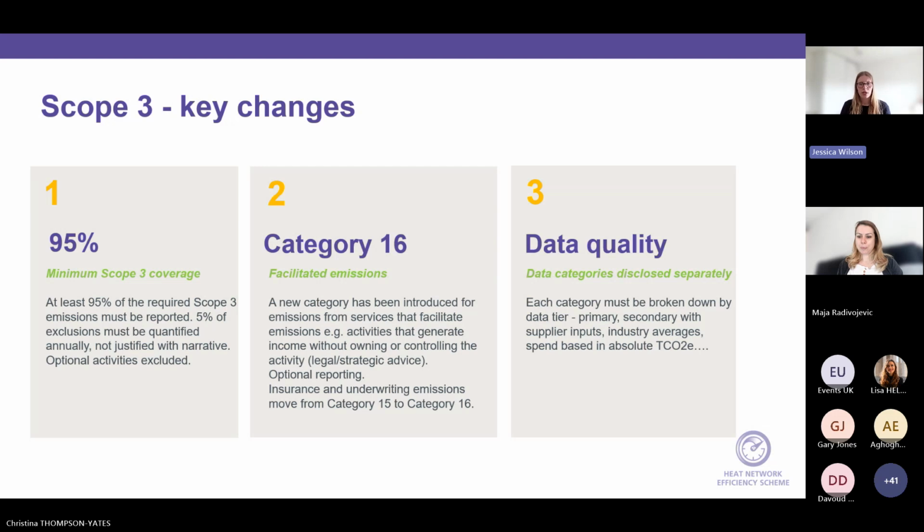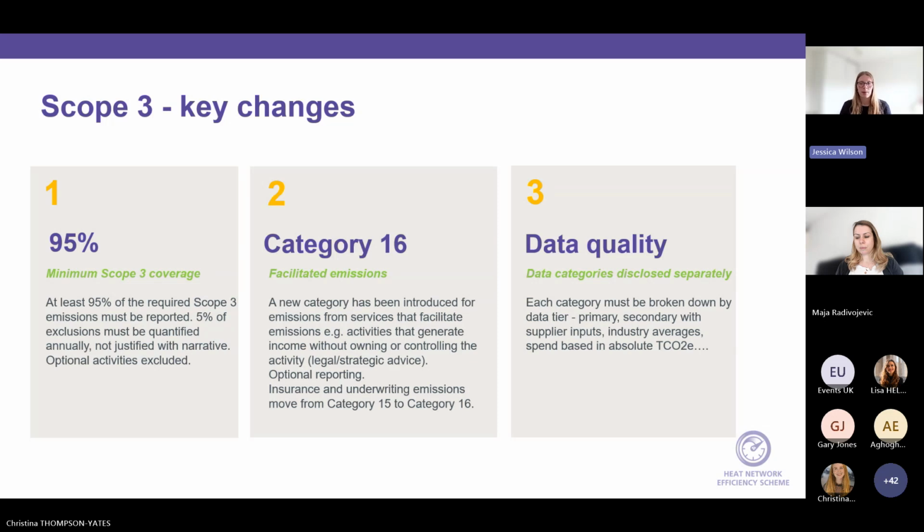Then there's a new category 16. So this covers the facilitated emissions. These are third-party activities which generate emissions that a company earns income on, but they have no control over that specific activity. So there is more robust reporting on this, and that's why it's being separated into a new category. This, however, will largely be applicable to financial platforms or marketplaces rather than other types of businesses.